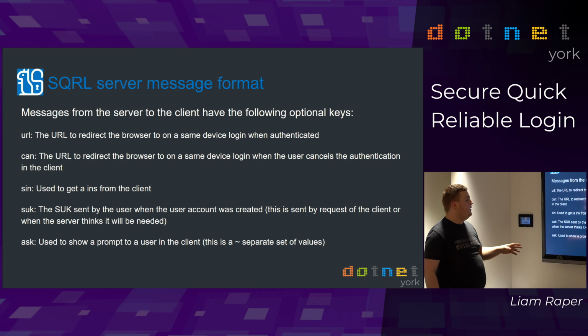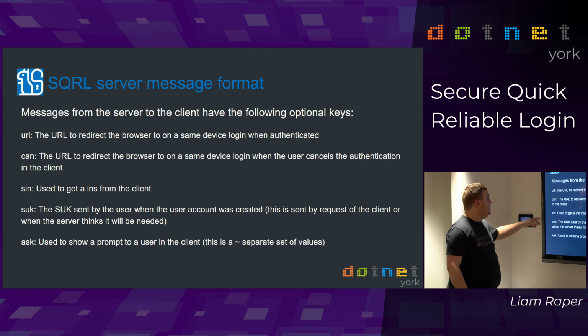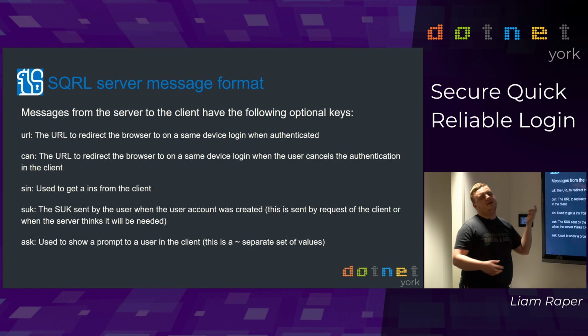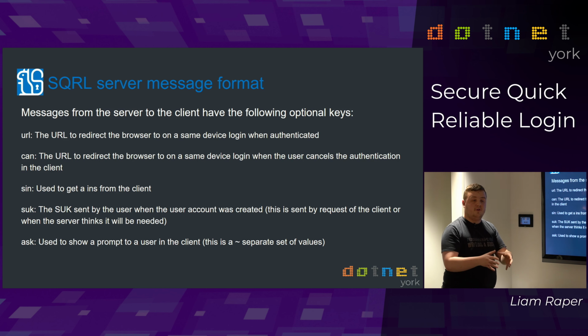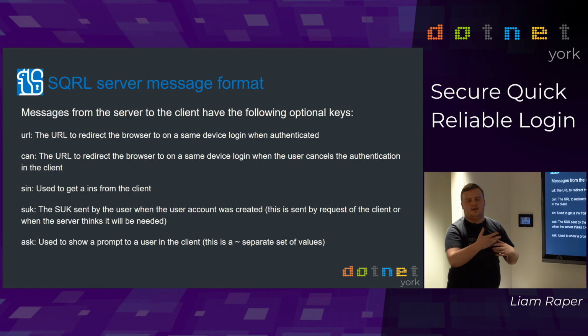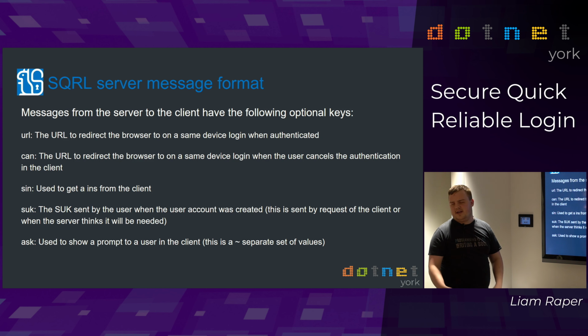So these are some optional ones, again, that the server could send back. URL, this one is used when the user has been logged in, so this tells the client where to redirect when the user is logging in with one device. Uses that to redirect the browser to a particular page. Can, which is used when they cancel the application, again does a redirect, because we've got that open connection that we can redirect through.